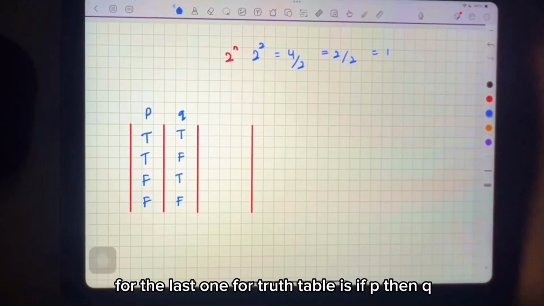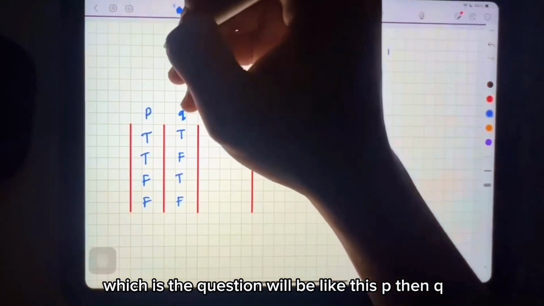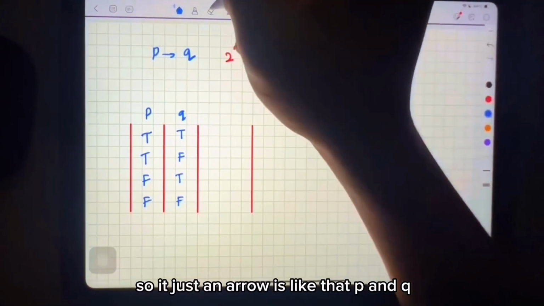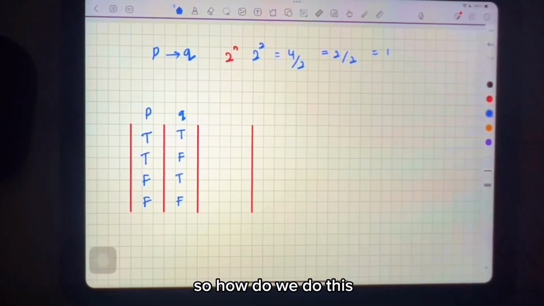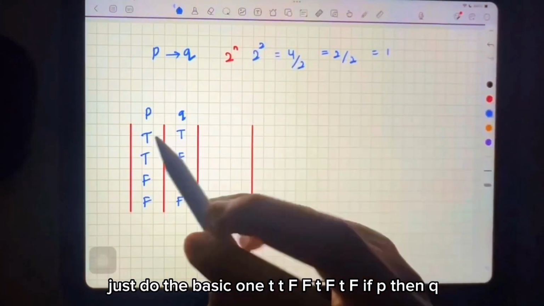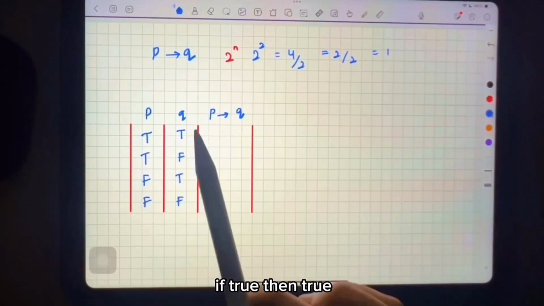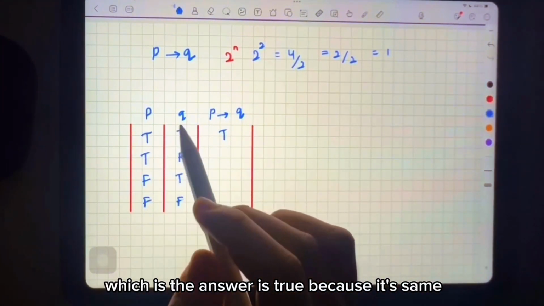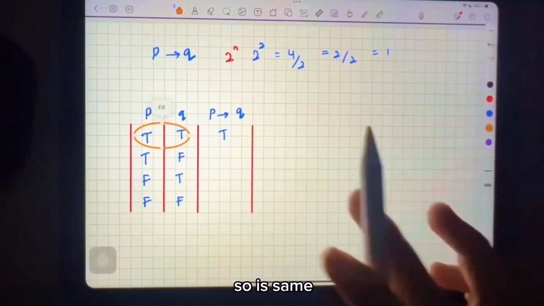The last one for the truth table is if P then Q, and the question would be like this: P then Q. So it's just an arrow, just like that. P and Q. So how do we do this? Just do the basic one: T, T, F, F, T, F, T, F. If P then Q, if true then true, the answer is true, because it's the same. True and true, so it's the same.